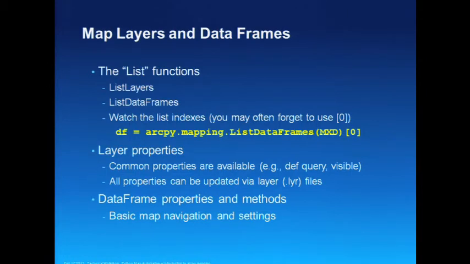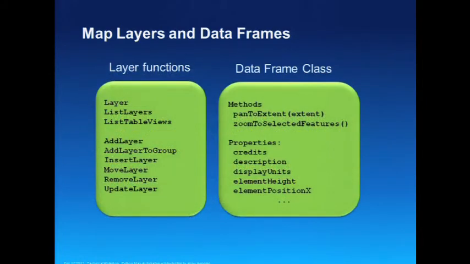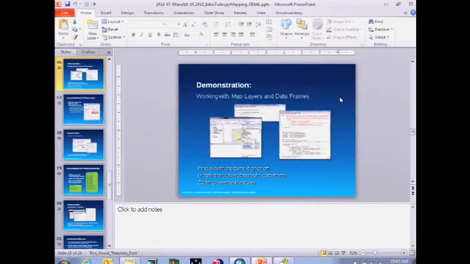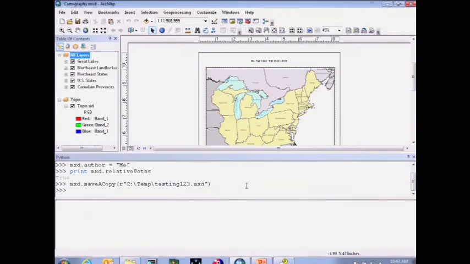Okay? There are other ways of returning data frames. Similar to layers, and once I get to layers, I can set things like definition queries and visibility. So let's look at that. I'm going to just go right to the demonstration. We're going to find layers and turn them on and off, modify the scale and rotation of a data frame, and zoom to selected features.